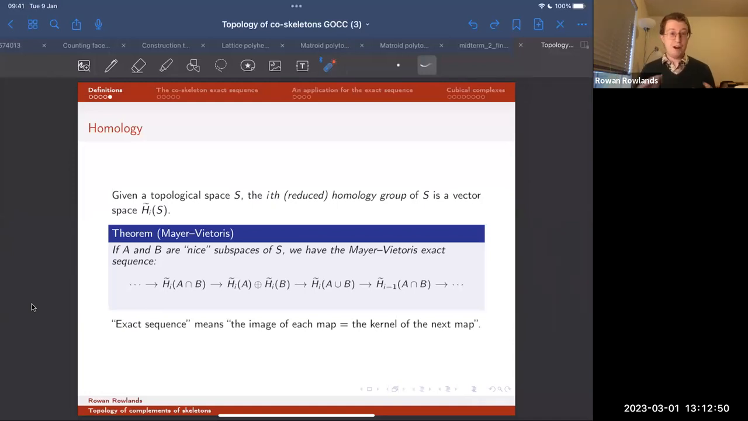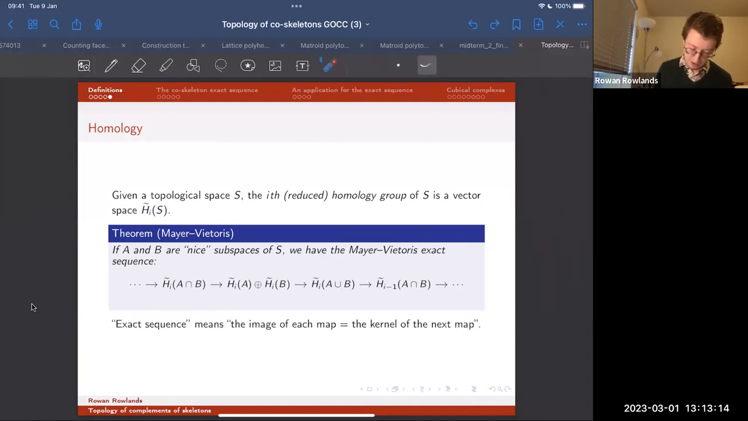Right, that was a very, very quick introduction to homology. Hopefully that's enough of an idea to work with today. There's a lot you can do with homology, but today the one thing that we will use about homology is this theorem here called the Mayer-Vietoris theorem, which tells you some relationship between homologies of various spaces.